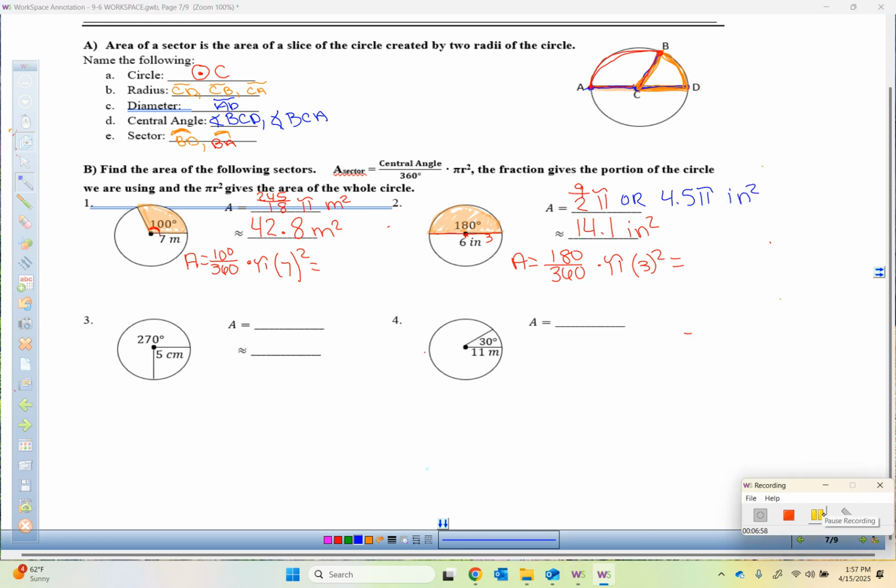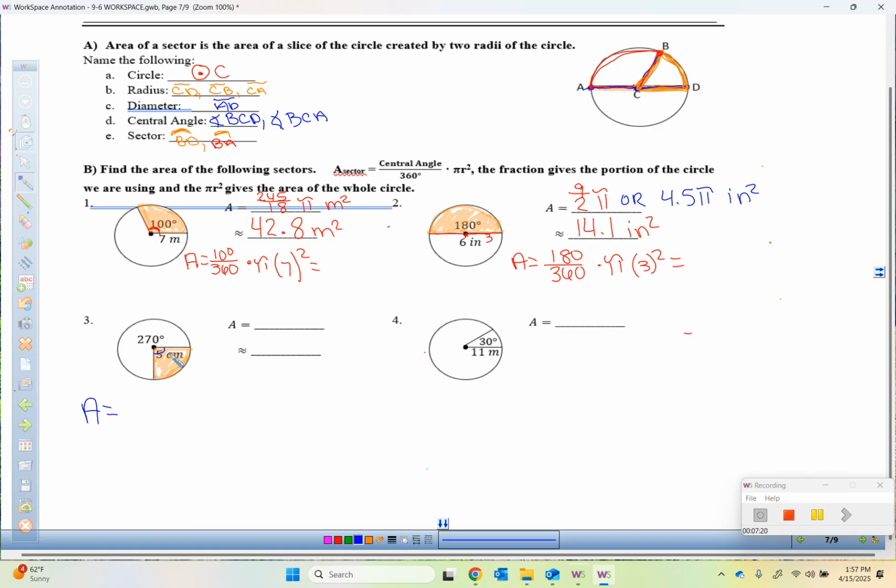All right, so let's look at number 3. We need to find the area of this sector right here. So on this guy, what is the degree of my central angle? How would I find that? Did it give me a degree this time? Of this right here? No? How would I find it, though?